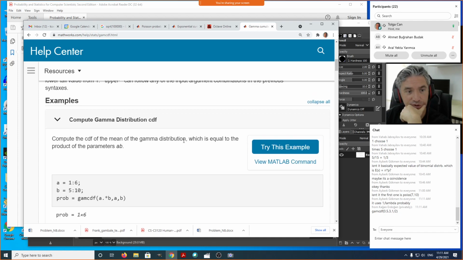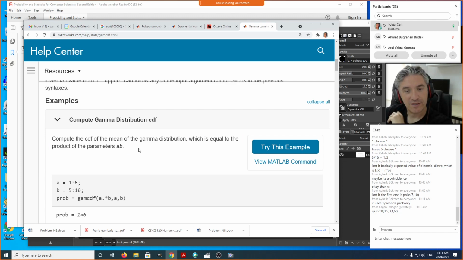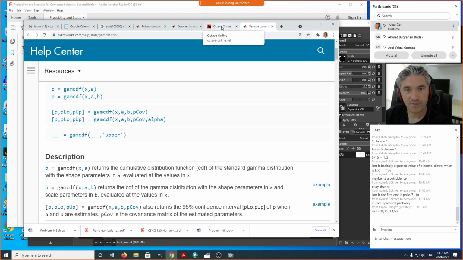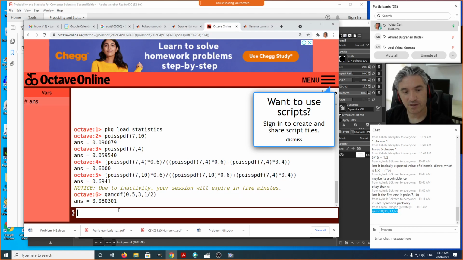Oh, which is equal to the product of the parameters. So yeah, it's exactly here. B is 1 over lambda because it says the mean of the gamma distribution, the expected value of the gamma distribution, is equal to the product of the parameters. So therefore A is alpha, B is 1 over lambda, because our expected value in gamma is alpha over lambda. So exactly, I'm directly copying it here, gamma CDF. So this is the probability.